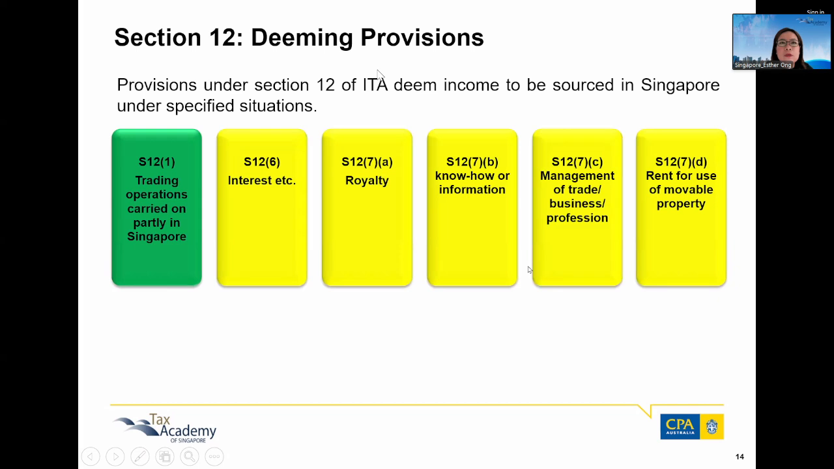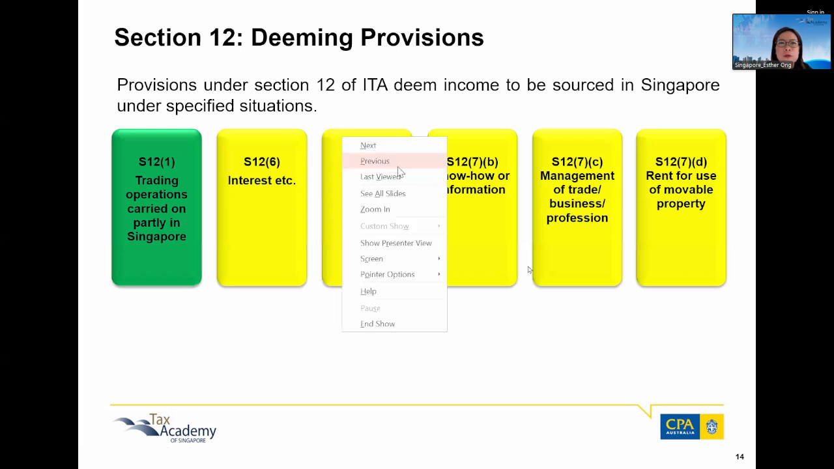So for Section 45, we'll make reference to Section 12. Section 12 contains the deeming provisions in the Income Tax Act on income which is sourced in Singapore under specified situations. And for our training and also for your exam, we'll be focusing on section 12(6) and section 12(7)(a), (b), (c), and (d), which I mentioned in the previous slide.